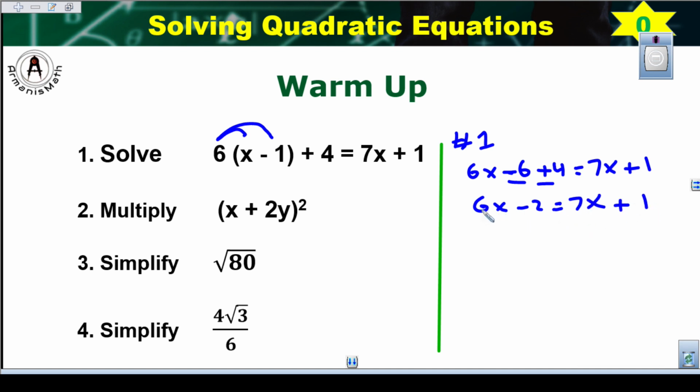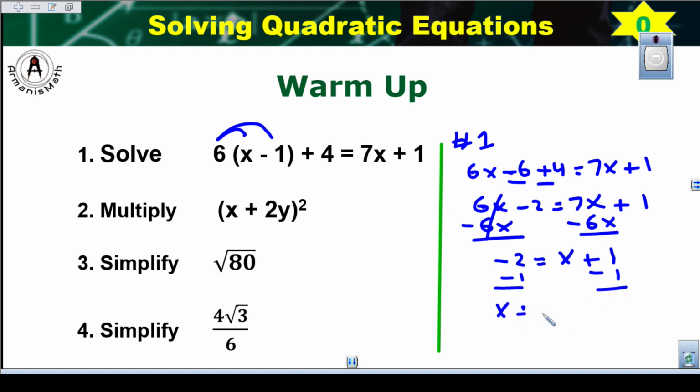I could subtract the 7x's from both sides, or the 6x's. I'd rather end up with positive x's. So I'm going to subtract the 6x's here from both sides. Subtract 6x's from both sides will give me negative 2 equals 1x plus 1. Subtract the 1 from both sides, and I'll end up with x equals -3.